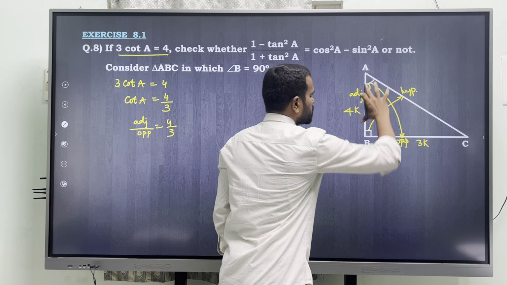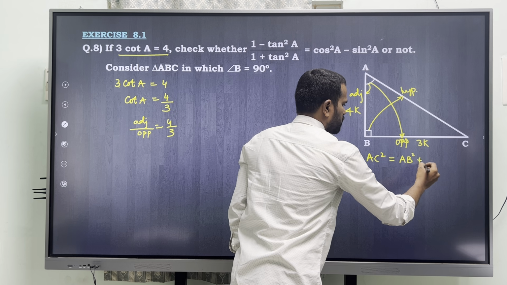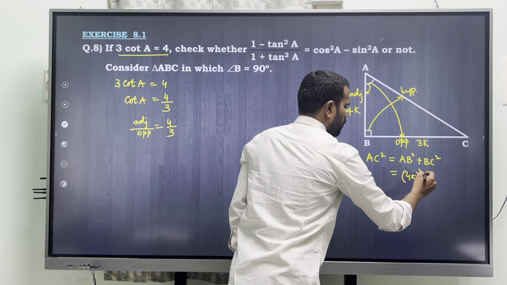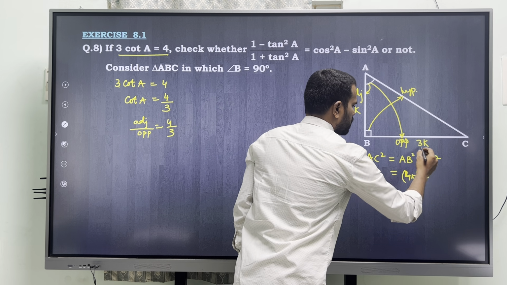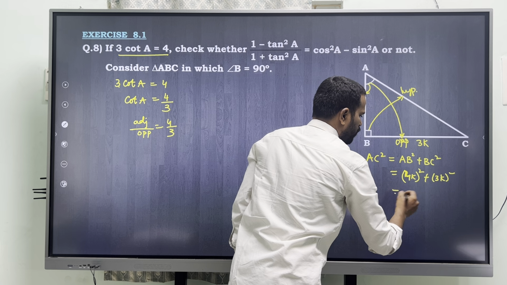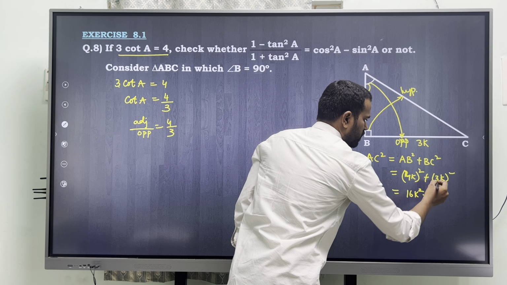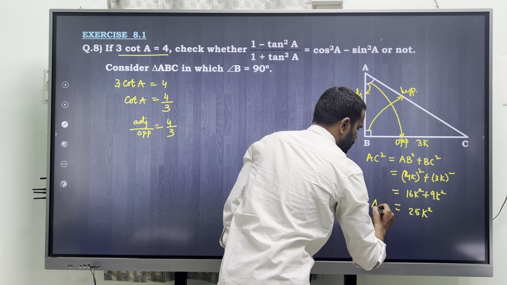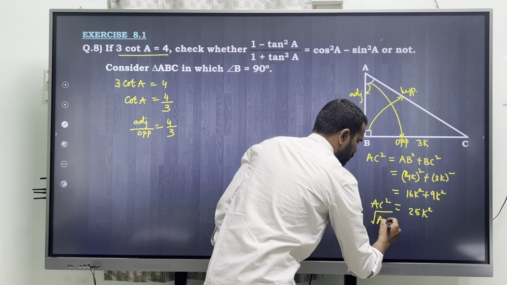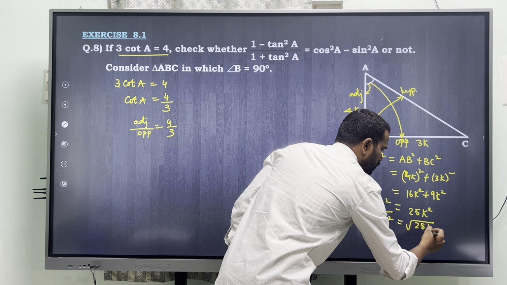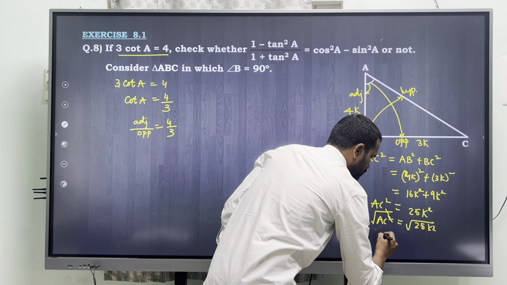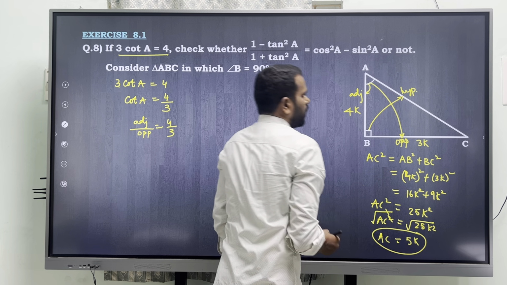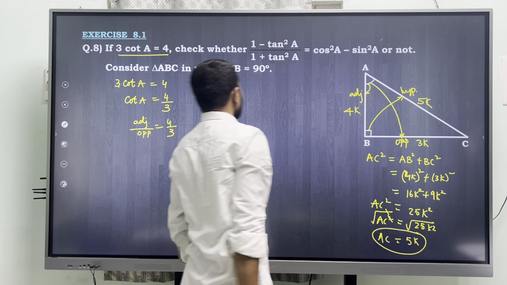So hypotenuse square, from Pythagoras theorem, is equal to AB square plus BC square. So AB is how much? 4k whole square plus 3k whole square. So 4 fours are 16k square plus 3 threes are 9k square. So if you add up, 25k square, this is AC square. Taking square root, what will happen? So this AC becomes root 25 is 5, root of k square is k. Understood? So this is 5k.